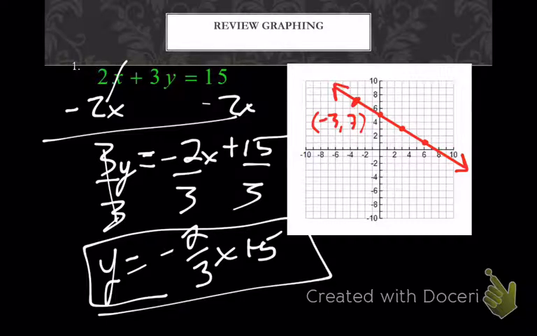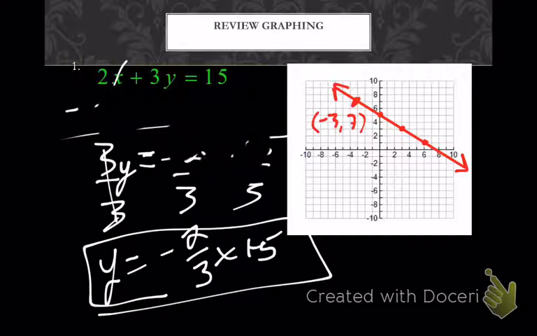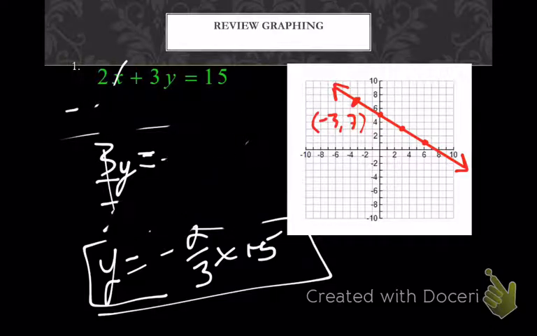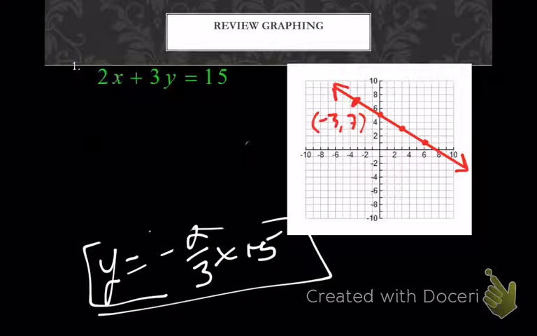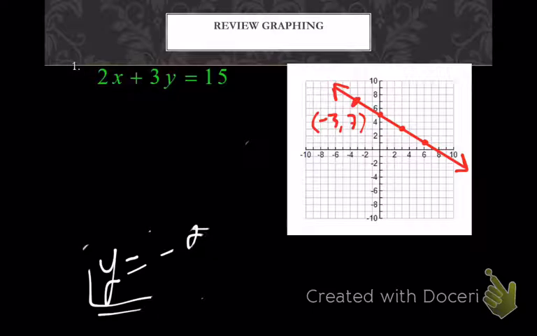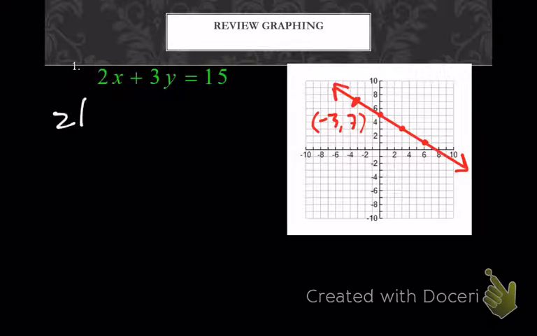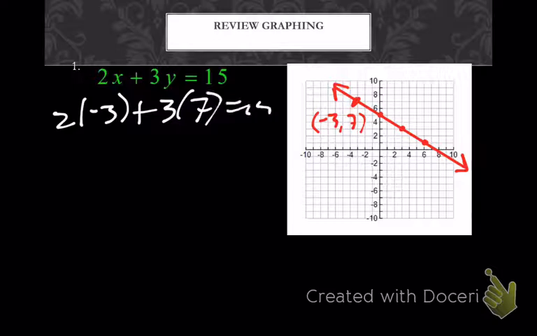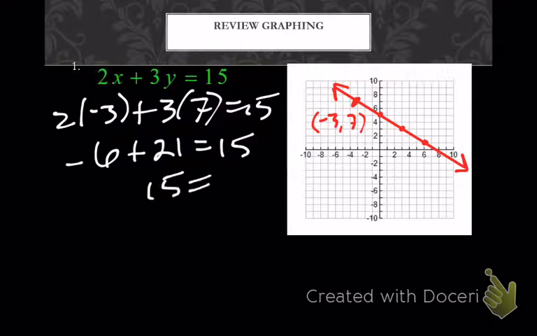I'm going to erase all of this, since now that we've seen how to get y by itself, I need some room here. I'm going to use the original equation instead of the slope-intercept form. I'm going to use the standard form one because there are no fractions in there, and it's a little easier math. So I plug in -3 for x, 7 for y. 2 times -3 is -6. 3 times 7 is 21. -6 plus 21 is 15.